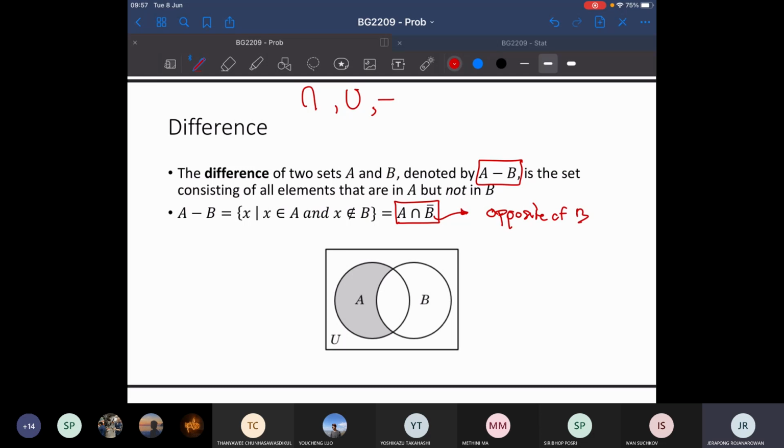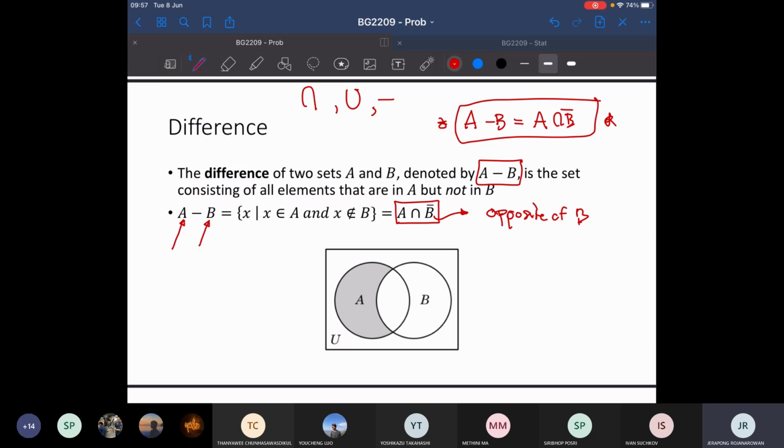B bar is the opposite of B, simply. So this one, A minus B is A intersect B bar. This is a useful equation that you have to remember. A minus B is A intersect B bar. But what is the meaning of A minus B? A minus B means it is in A but not in B.